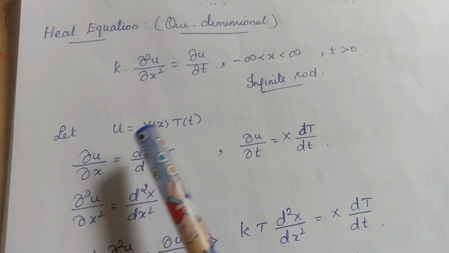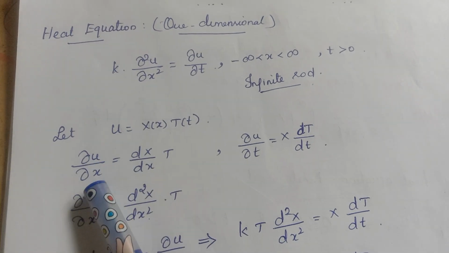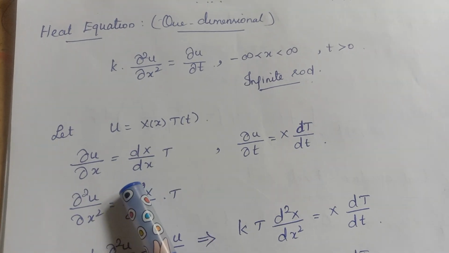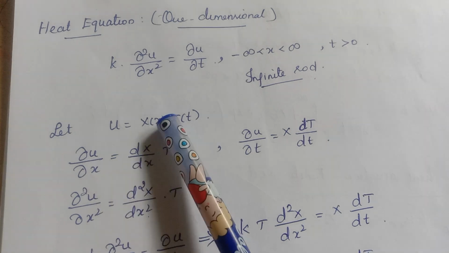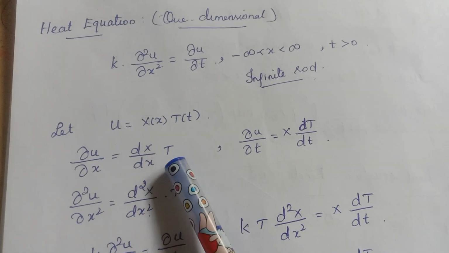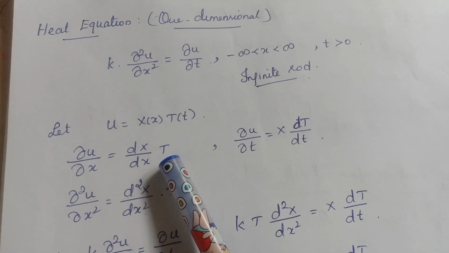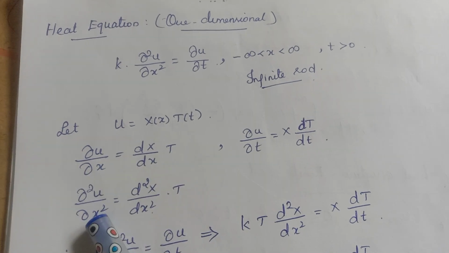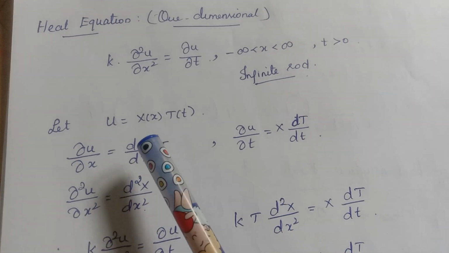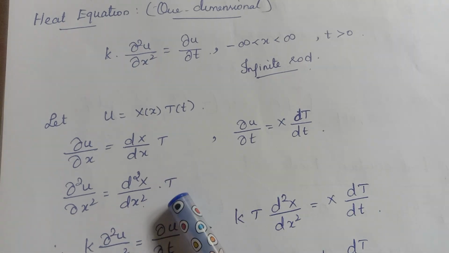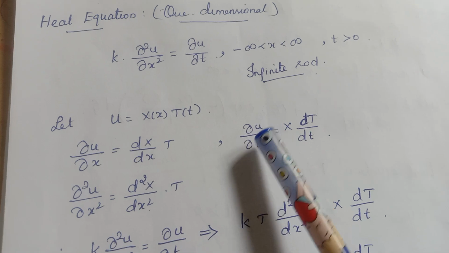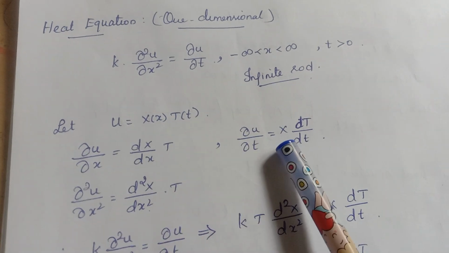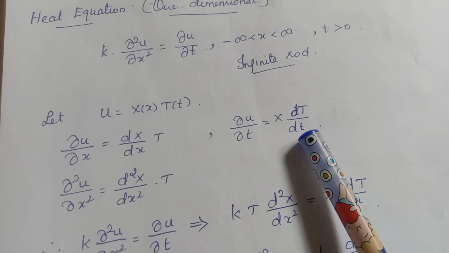So when you differentiate this function, on the left hand side you will be getting a partial derivative, on the right hand side you will be getting the total derivative. Okay, so ∂u/∂x = (dX/dx)·T. T is constant with respect to x, so this T is as it is. Second time differentiation, ∂²u/∂x² = (d²X/dx²)·T. And similarly, if you differentiate this with respect to t, you get ∂u/∂t = X, treated as a constant, times dT/dt.